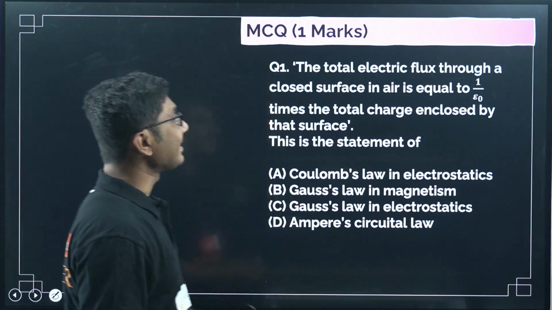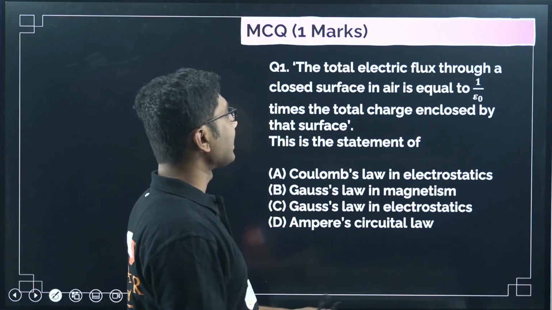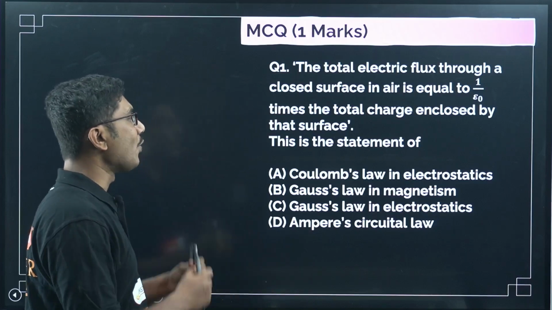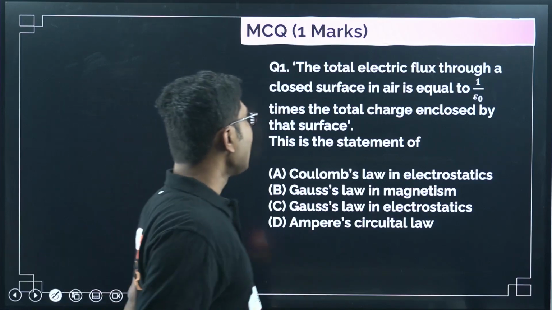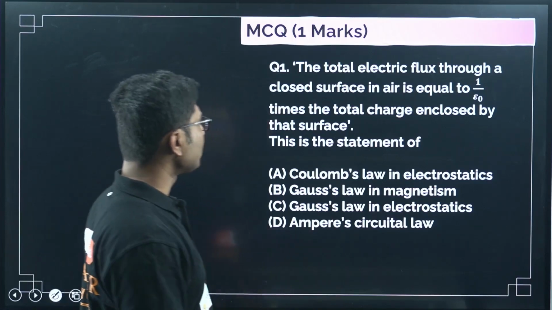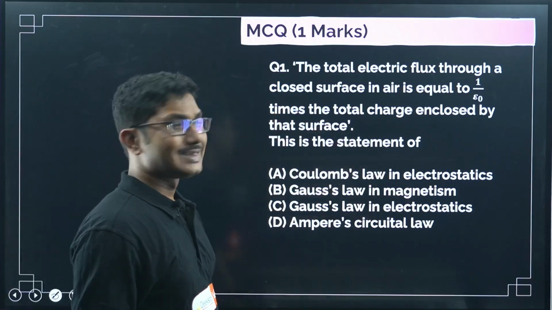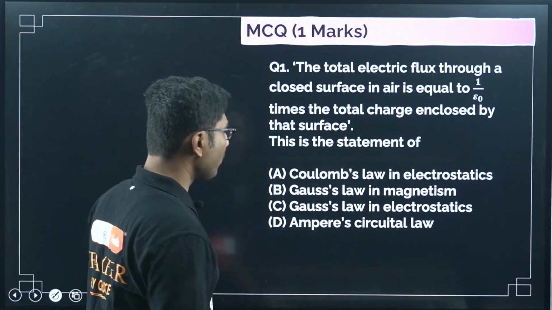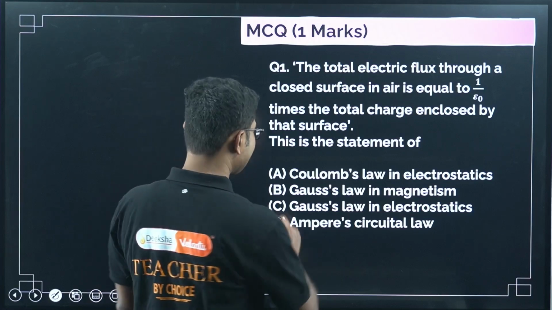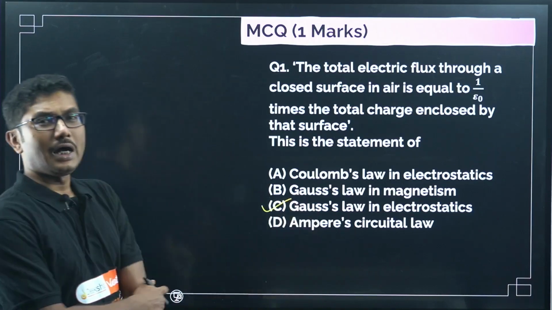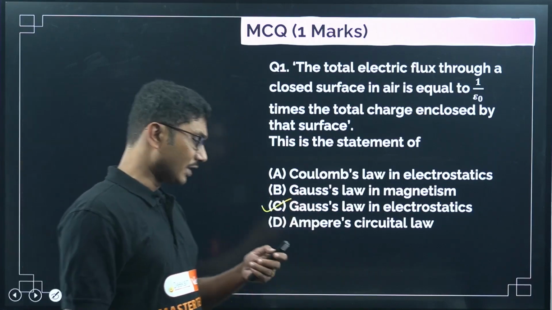The total electric flux through a closed surface in air is equal to 1 by epsilon naught times the total charge enclosed by the surface. This is the statement of what? This is the statement of Gauss's law of electrostatics. So you have to know that this is the statement of Gauss's law of electrostatics.